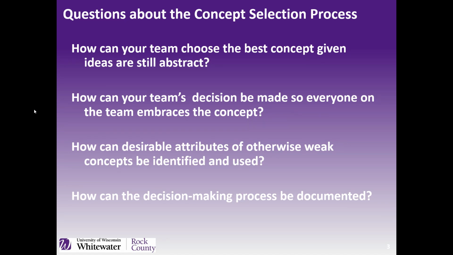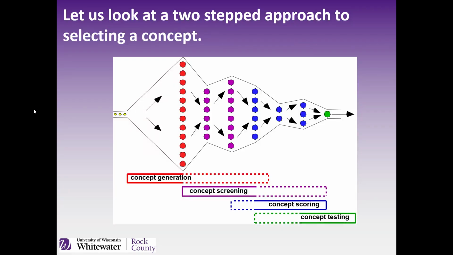So really what we want to do is develop the best concept. The first thing we're going to look at is a two-step approach. The first step after concept generation is concept screening. This little diagram shows that these little yellow dots are different ideas, and we've generated a lot of different ideas. This is this red portion. Now we're going to use a method called concept screening to narrow those down to a fewer number.